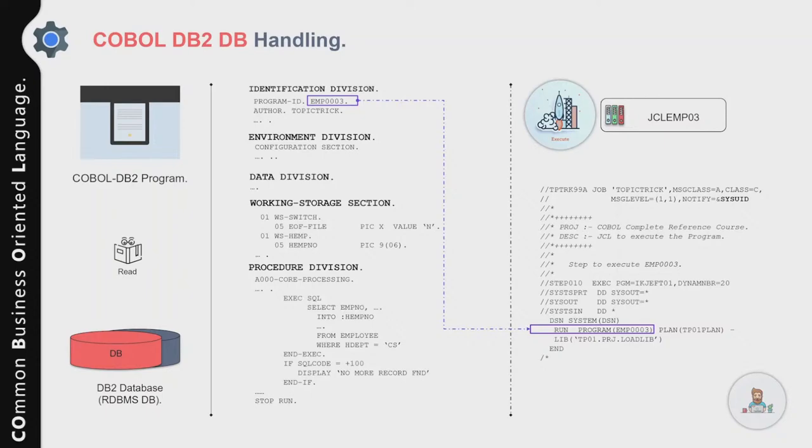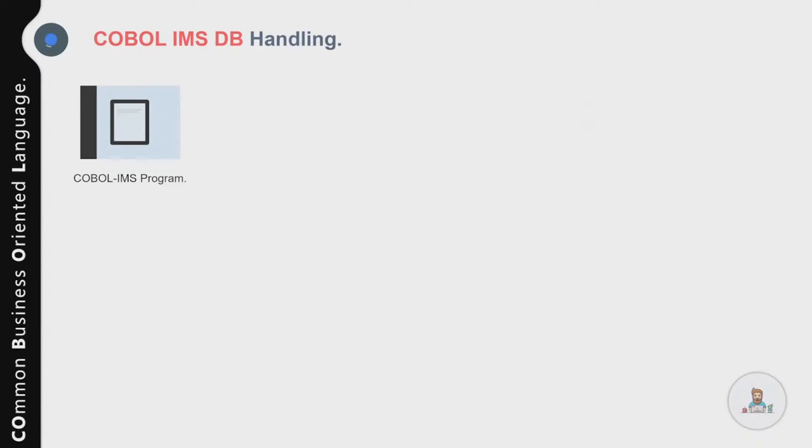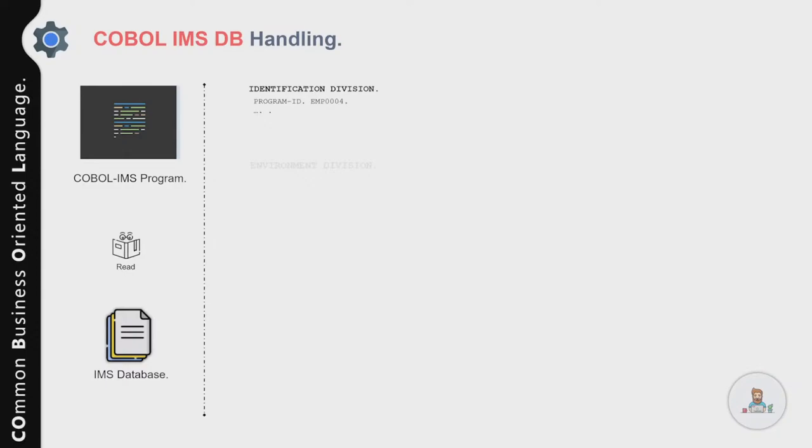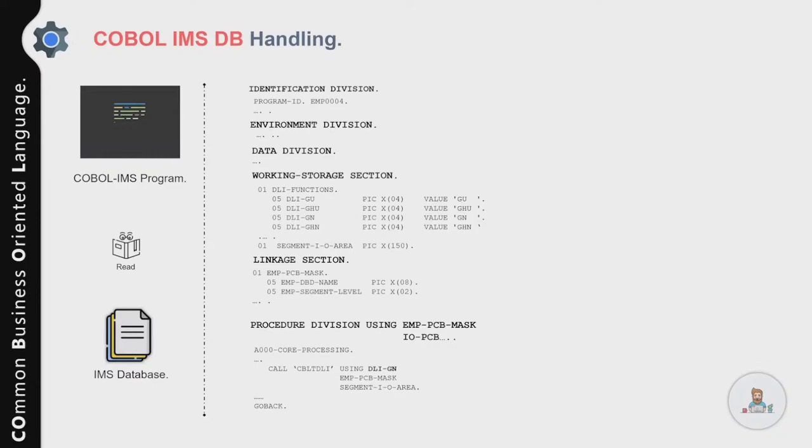Now let's talk about our last example, that is a COBOL IMS program, and let's try to understand how you can specify the different file entries in your COBOL IMS program. In this case, again, we have four different divisions, that is identification division, environment division, data division, and the last one is procedure division. And we are not required to specify any file related details in environment division and data division, because in this particular program, we are actually dealing with an IMS database, and it is a hierarchical database.